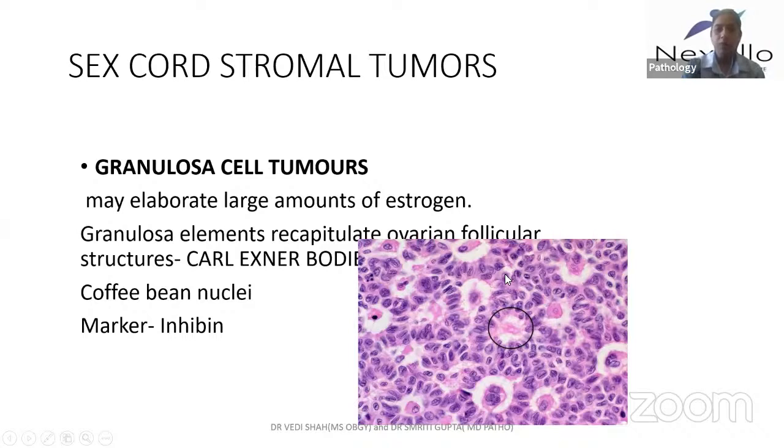The marker that we use over here is inhibin, because inhibin is already secreted by granulosa cells. So when they become neoplastic, they secrete large amounts of inhibin as well, and that is why it can be used as a tumor marker for granulosa cell tumors.